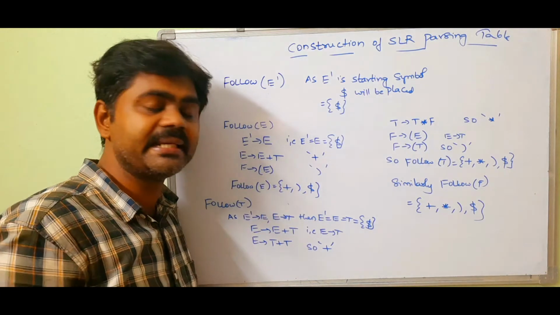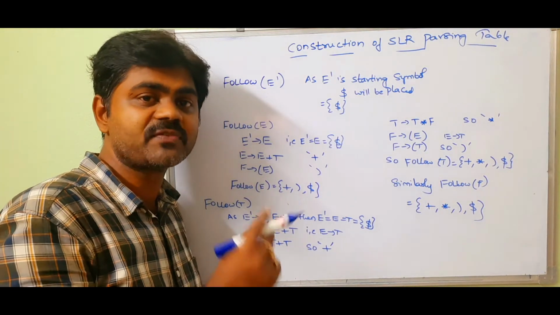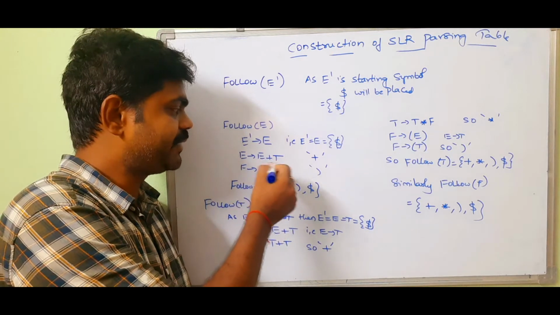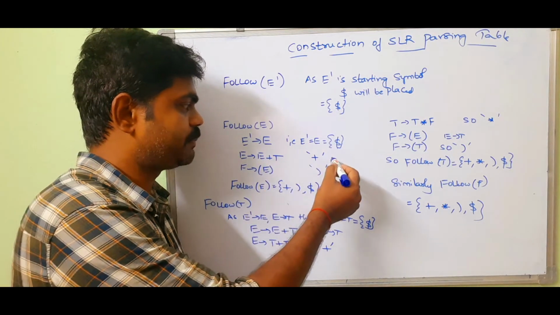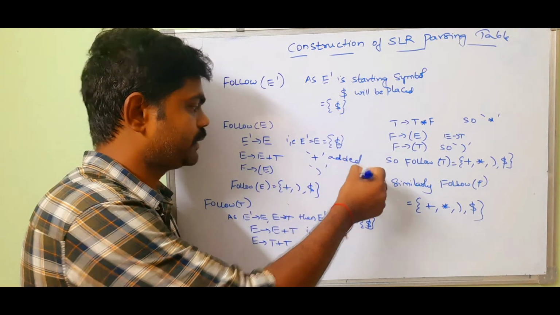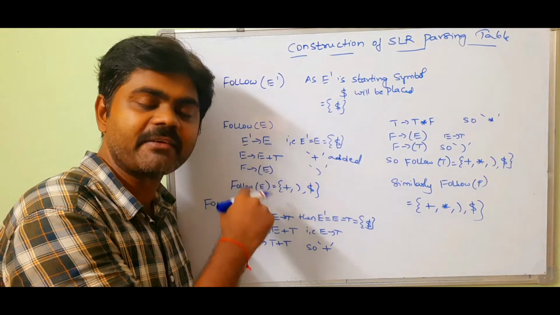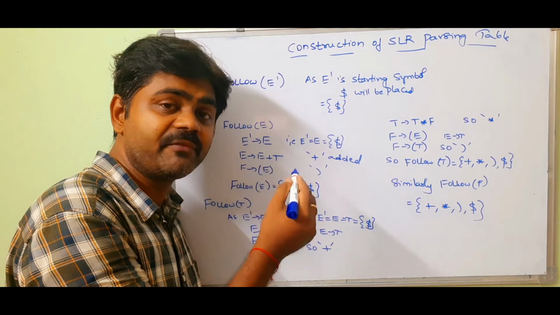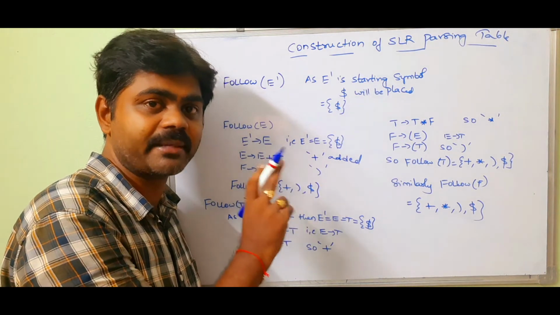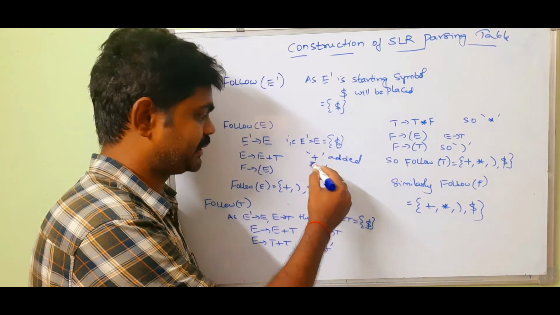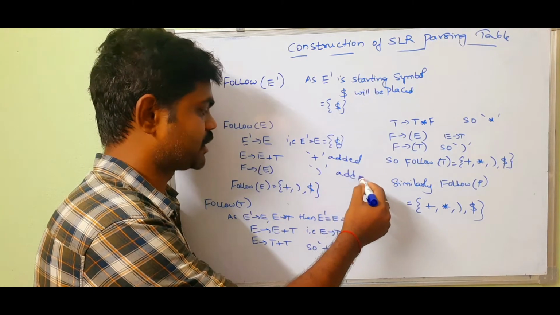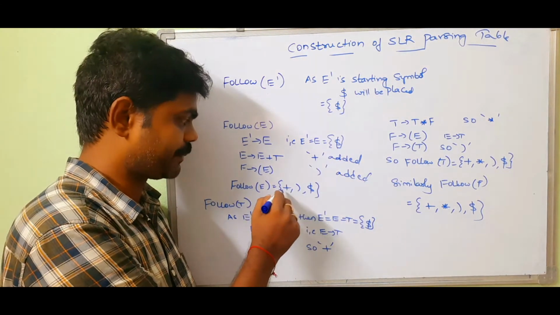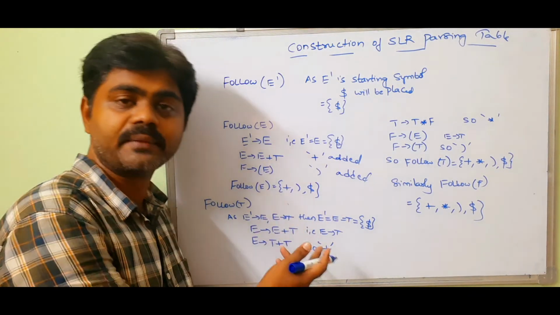Next we have E tends to E plus T. What is followed after capital E? After capital E we are getting plus, so plus is added. Next we have a production F tends to open parenthesis E closed parenthesis. After E we have a closed parenthesis, which is a terminal symbol, so add the right parenthesis also. So follow of E equals dollar, plus, right parenthesis.